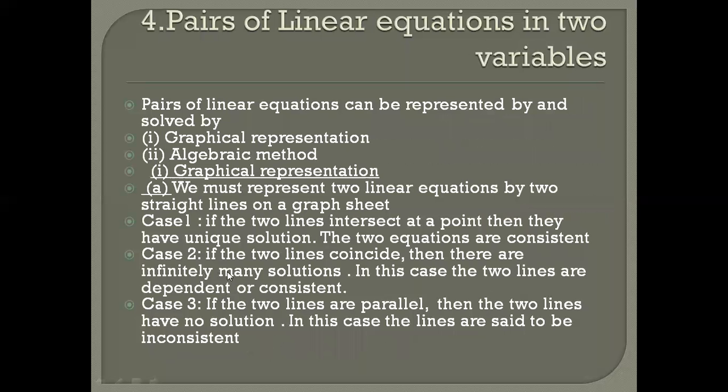Now, pairs of linear equations can be represented and solved in two methods. The first one is graphical representation and the second is the algebraic method. So in these two ways, we represent as well as solve the pairs of linear equations in two variables. In graphical representation, there are three conditions. First, how to represent graphically the two linear equations as well as how to solve them.